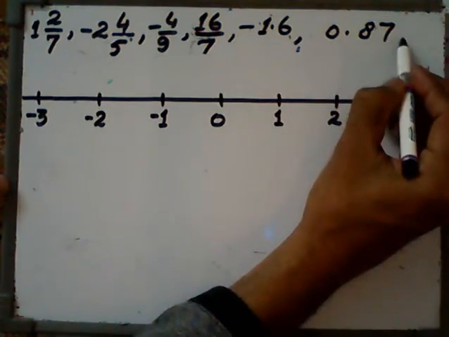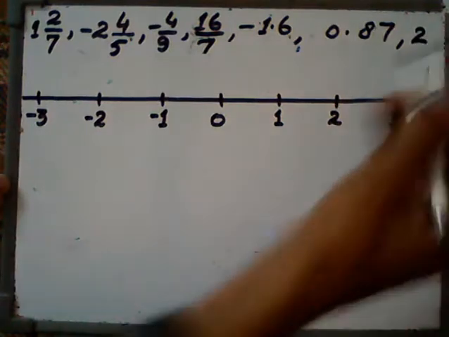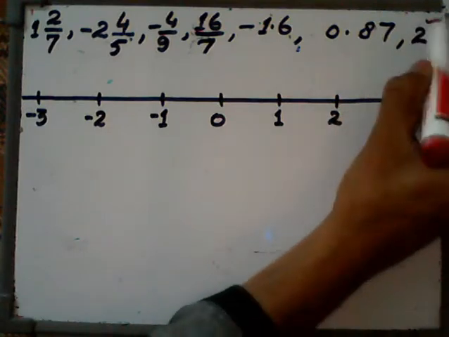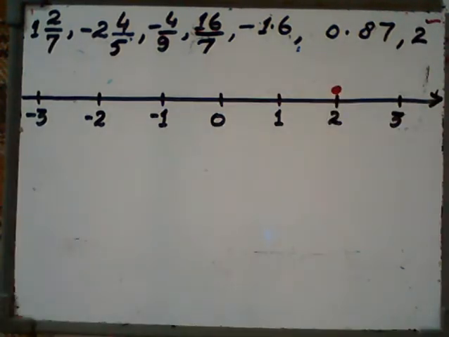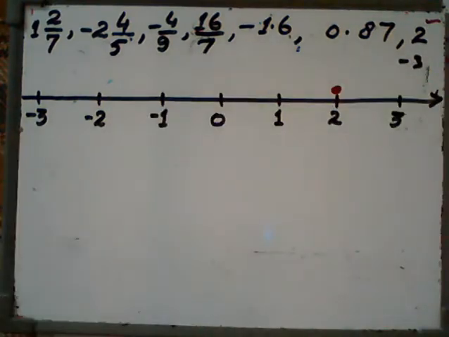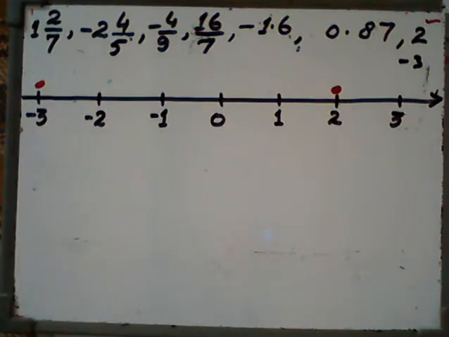For example, if I'm writing here 2, its representation is very easy. If I'm pointing 2, this means I'm putting a number here. This is 2. But for minus 3, for example, minus 3 is also very easy. So this is minus 3. This representation of integers is very easy.